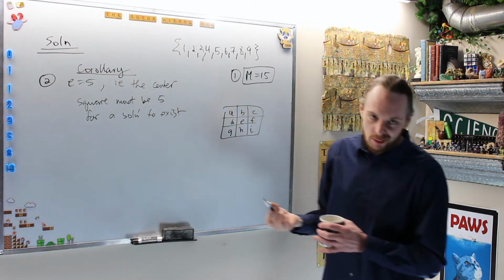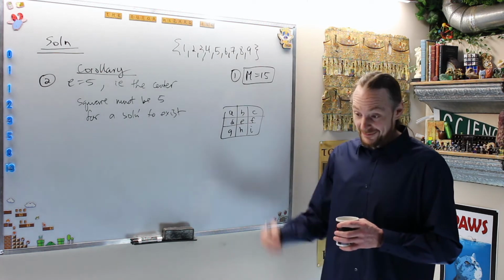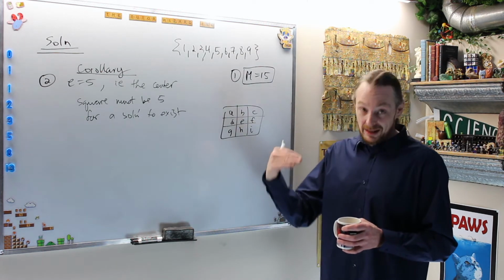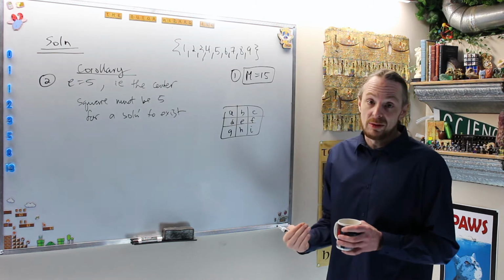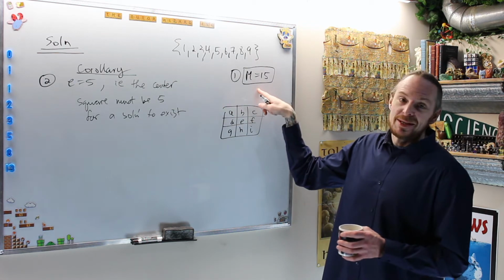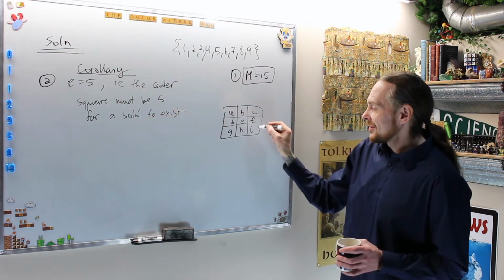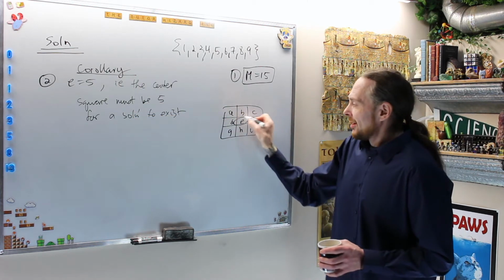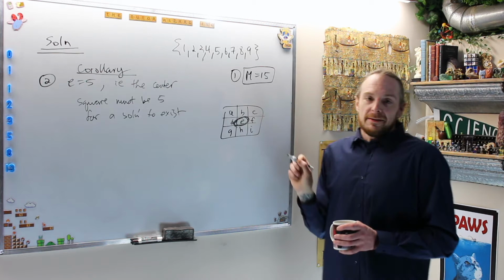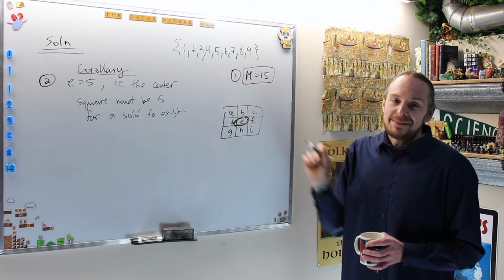We're going to call it a corollary. A corollary is something that follows directly as an immediate consequence of the theorem that we just proved. So I just proved the theorem that M is 15. As an immediate consequence of that, I can deduce the fact that the center square must be 5.